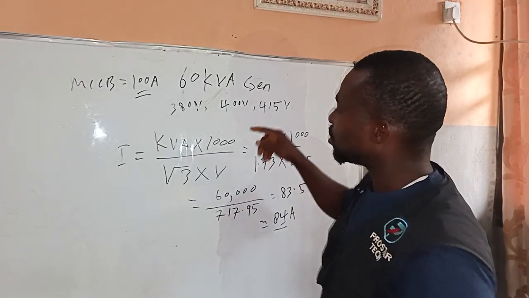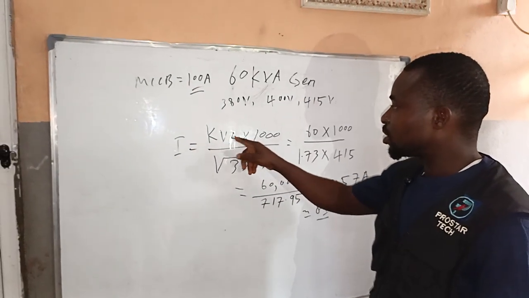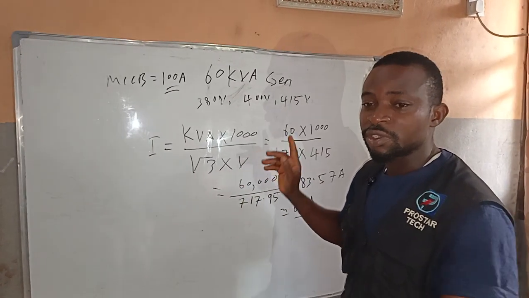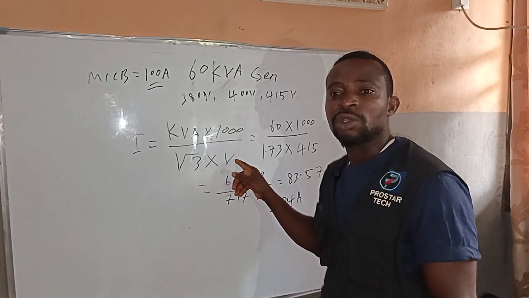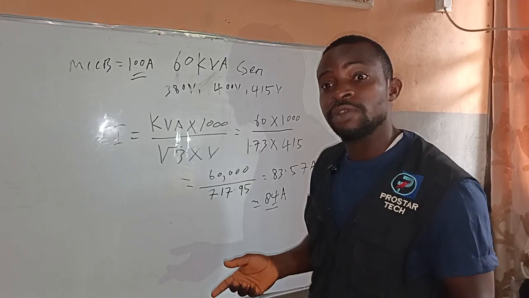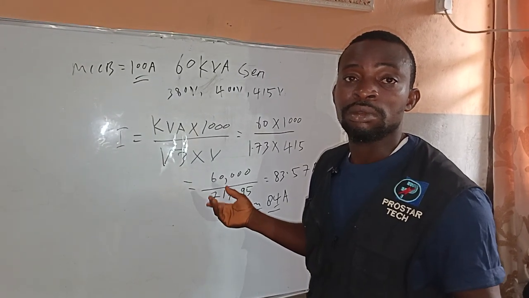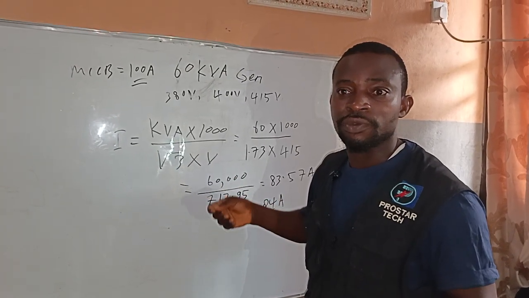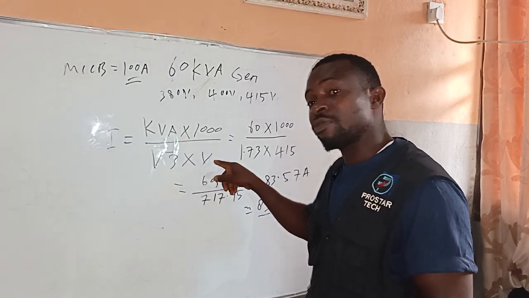So this is the formula. Just know this formula. I equals kVA times 1000 divided by root 3 times the voltage. The voltage is what your generator is producing. As I said, don't forget, some generators produce phase to phase 380, depending on the generator and the automatic voltage regulator. If you vary it, some voltage will increase, some will decrease. So I am applying 450 in this place.